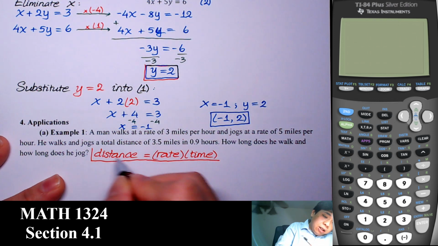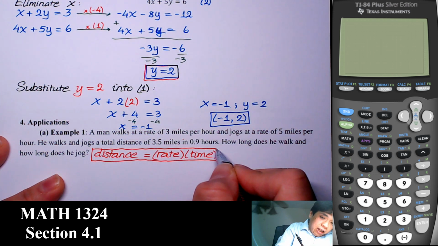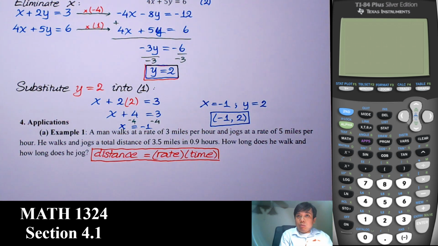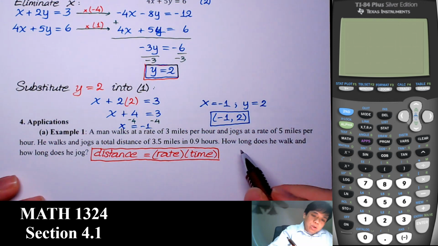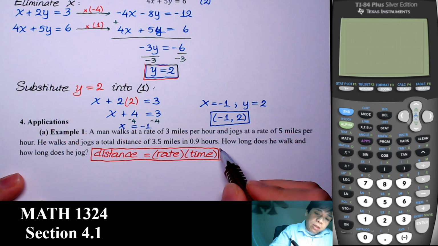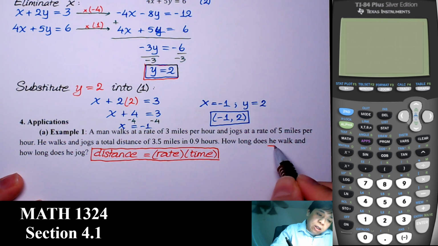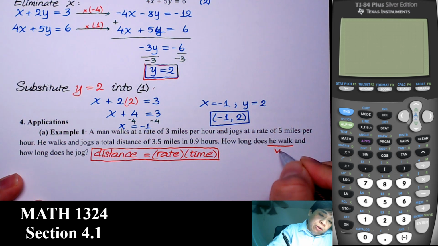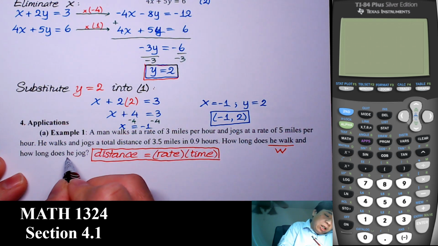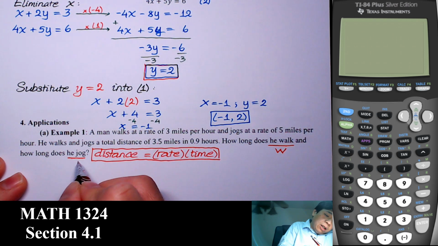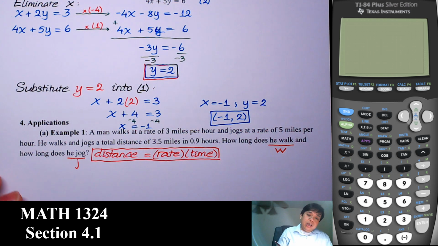So that's the background here. Now usually when we solve a word problem, we have to know what we're solving for, so we have to denote the variable. The question asks for time: how long does he walk? Let that be W. And how long does he jog? That would be J. So W and J are the times that the person walks and jogs. That's what we start with.